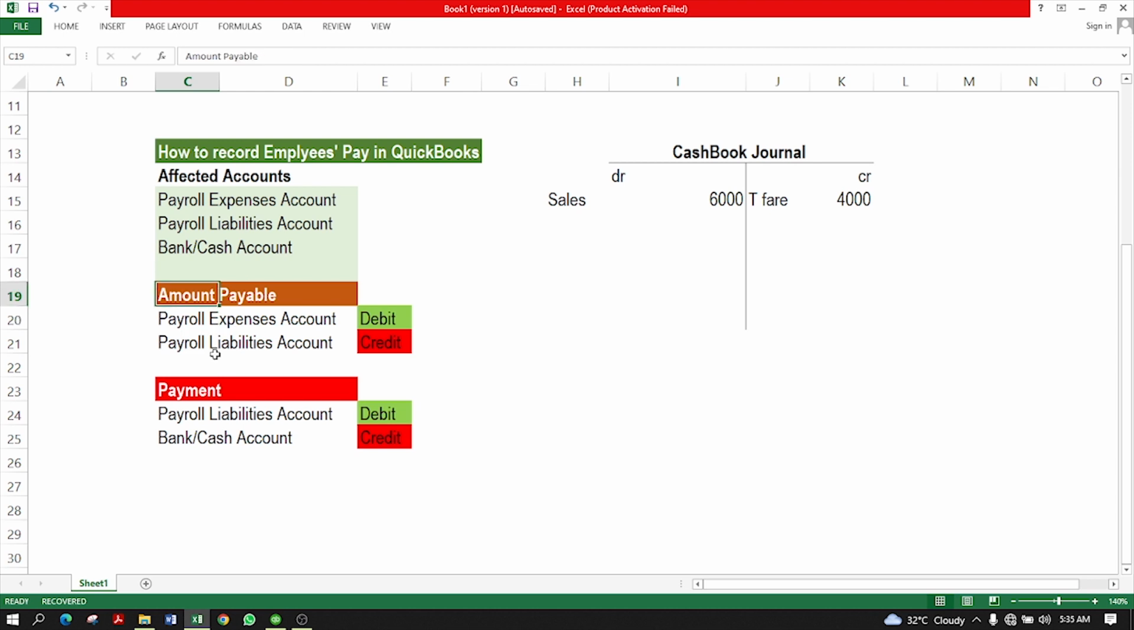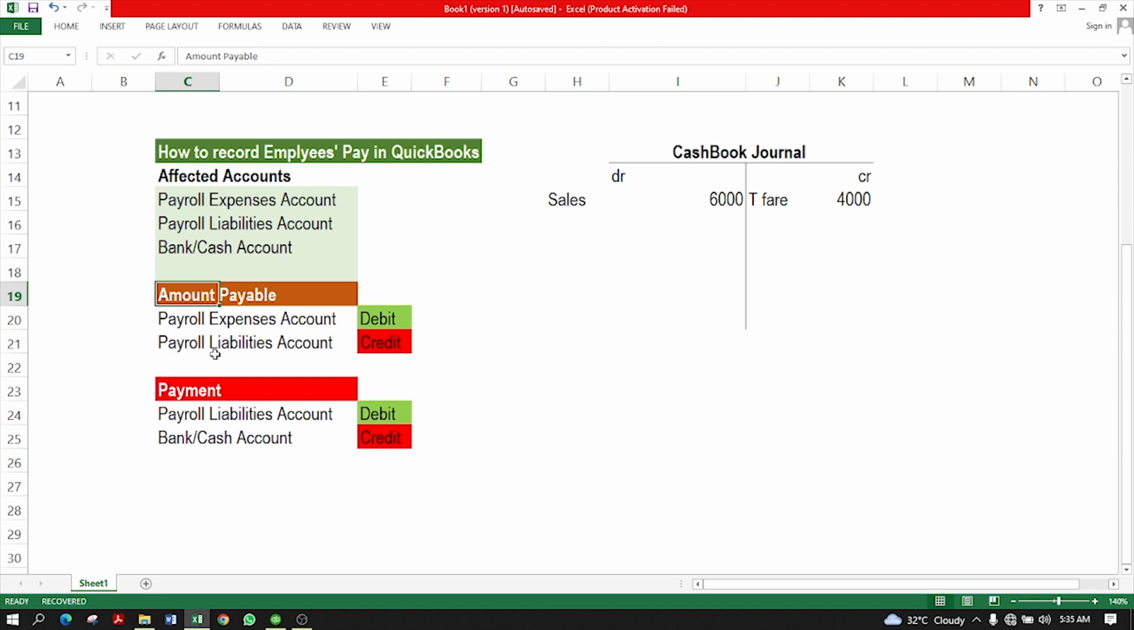Then we establish how much we are going to pay our employee at the end of the month. Believe me, not all organizations pay their employees at the end of every month. The reason is that some employees came in the middle of the month, some in the beginning, some towards the end of the month. So it is not possible to pay them at once.